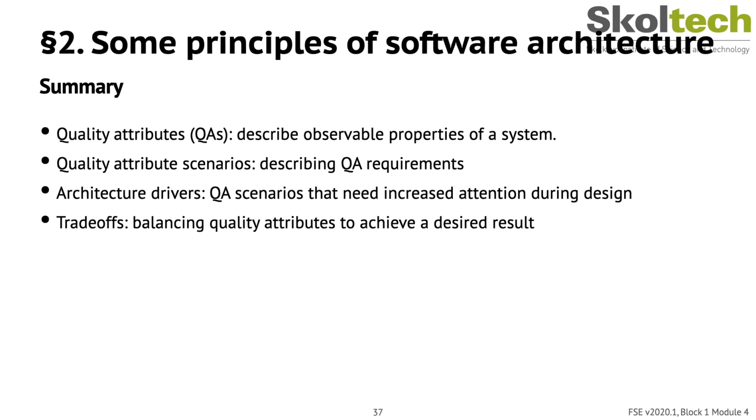Quality attributes describe observable properties of a system, and quality attribute scenarios describe requirements for quality attributes. Architecture drivers are quality attribute scenarios that need increased attention during design. And trade-offs are the ways of balancing quality attributes to achieve a desired result.